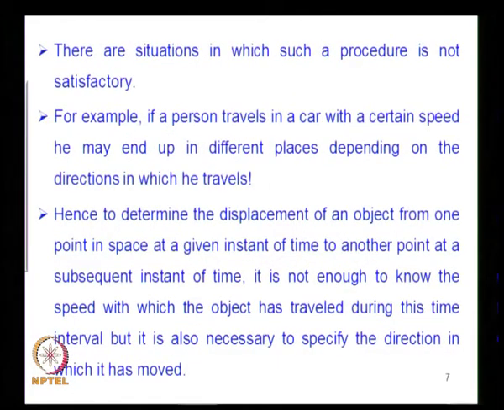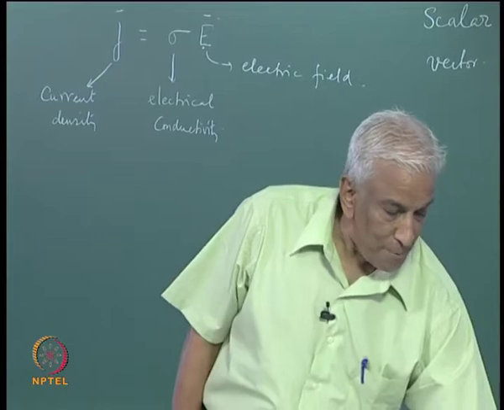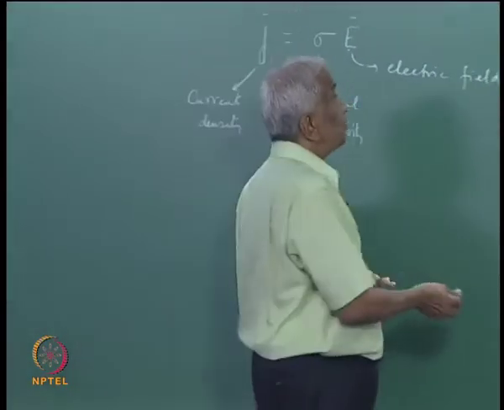In contrast to this, there are other situations in which such a procedure will not be satisfactory. For example, suppose we think of a person who travels in a car with a certain speed. He will end up in different places depending on the direction in which he travels. So, in order to determine the displacement of an object from one point in space at a given instant of time to another point in space at a subsequent instant of time, it is not just enough to know the speed with which the object has traveled during this interval, but it is also necessary to specify in which direction it is moving. Then only we will have the complete information required to determine the displacement.